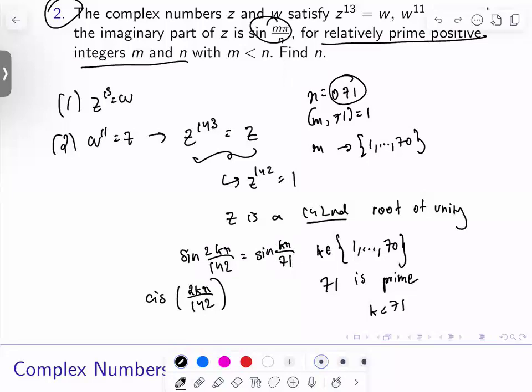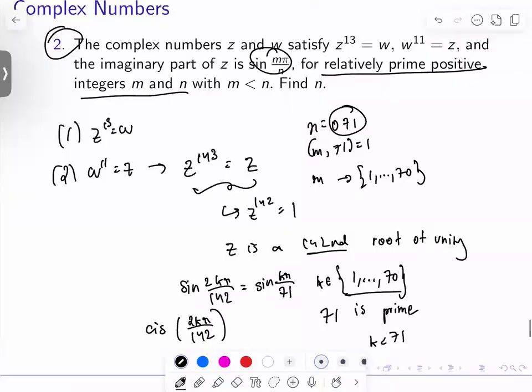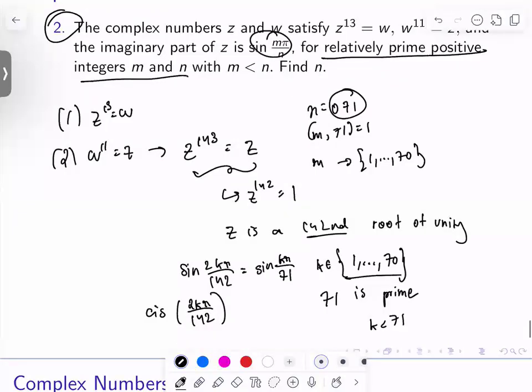And then you note that k has to be any value from 1 to 70, and all those values are relatively prime to 71. And thus n will always be 71, regardless of what root we choose. And there are many different roots we can choose.